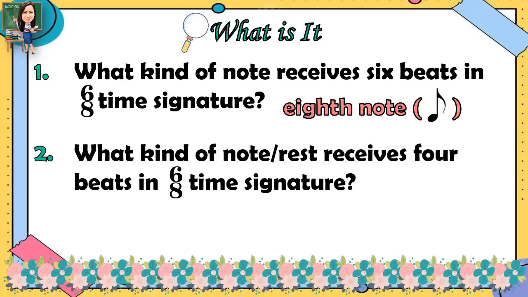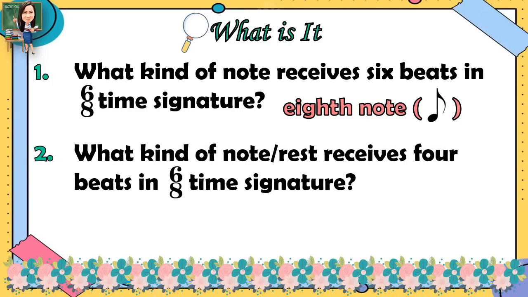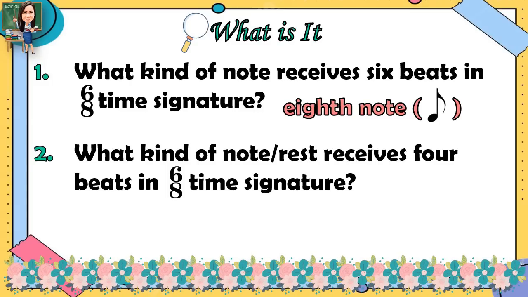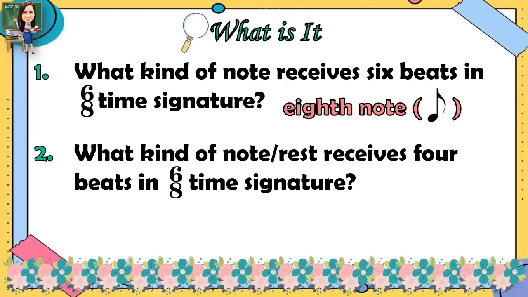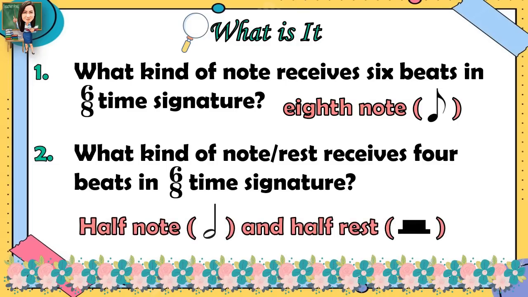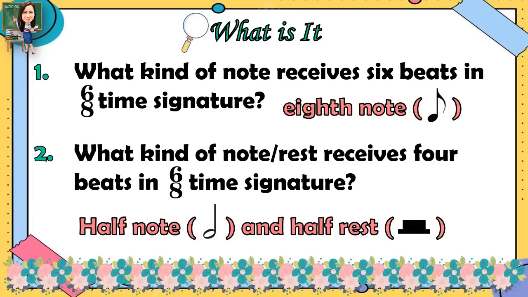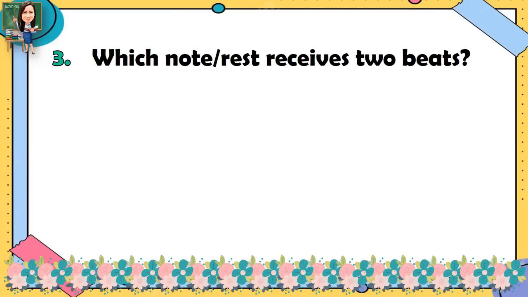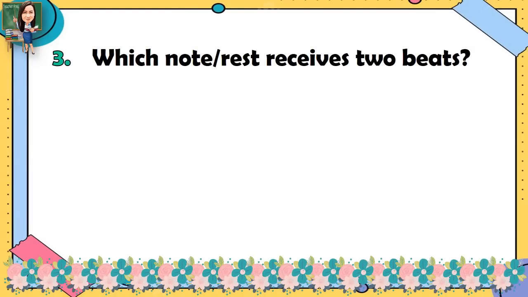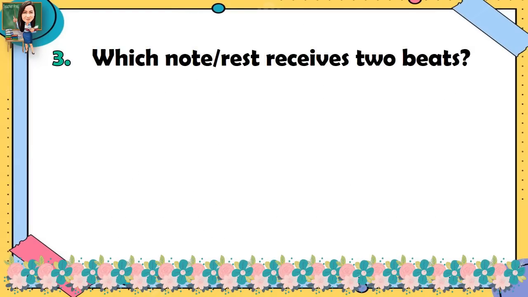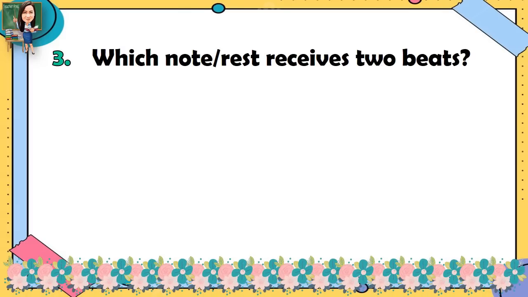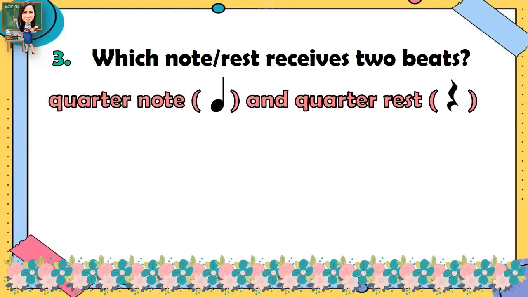Number 2. What kind of note or rest receives 4 beats in 6/8 time signature? Very good. The note or rest that receives 4 beats are half note and half rest. Number 3. Which note or rest receives 2 beats? Very good. The note or rest that receives 2 beats are quarter note and quarter rest.